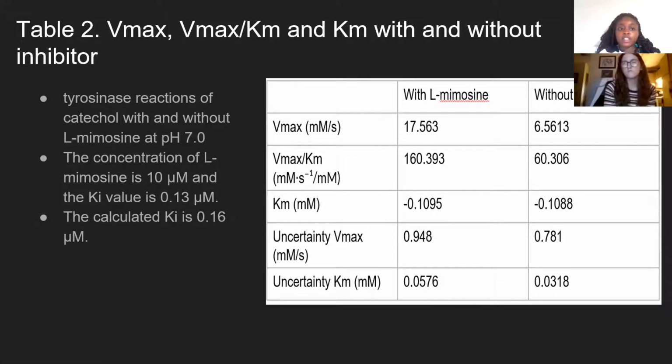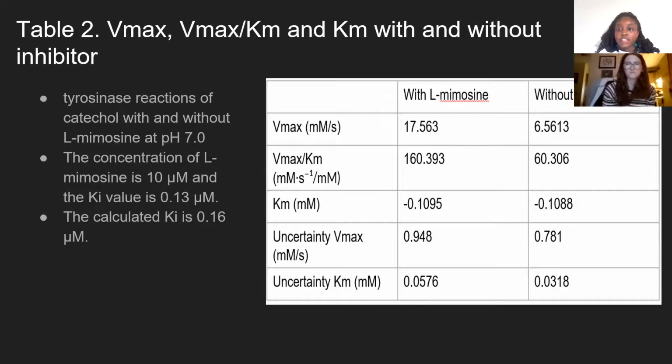So the tyrosinase reaction of the catechol with and without L-mimosine was at a pH of 7.0. And just as you said before, the concentration of the L-mimosine is 10 micromolar, and the Ki value is 0.13 micromolar, while the calculated Ki value based off our data is 0.16 micromolar.